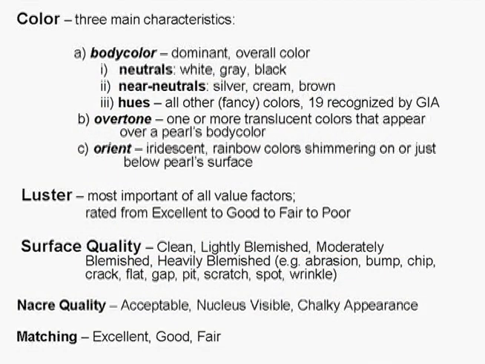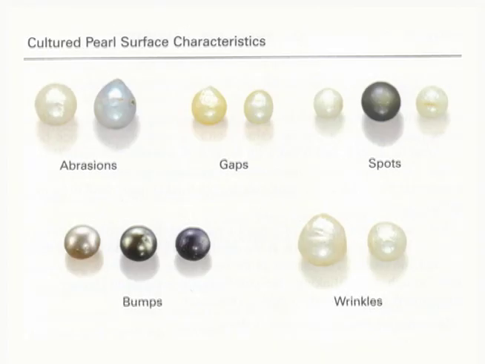Surface quality: clean, lightly blemished, moderately blemished, heavily blemished. For example, it could have an abrasion, a bump, a chip, a crack, a flat area, a gap, a pit, a scratch, a spot, a wrinkle. So if we look here you can see some various types of abrasions. Gaps, where the nacre didn't cover, has spots on it, has bumps on it, here you can see the bumps there, has wrinkles in it for that.